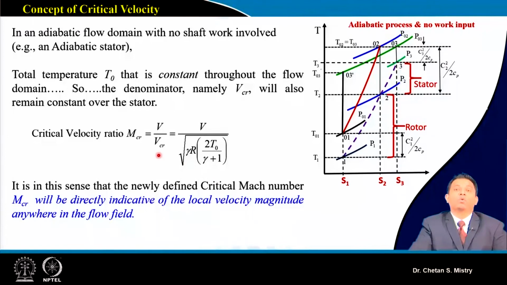Now, at a particular location, if I know my T0, that will help us in calculating our critical Mach number. This critical Mach number is indicative of the local velocity magnitude anywhere in the flow field. So from now onwards, rather than using M, we will be using M critical for all configurations. People working in the area of gas turbines always calculate the Mach number based on the critical value, not based on the local temperature value.